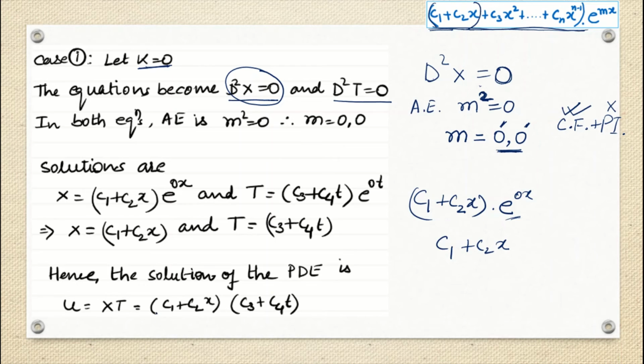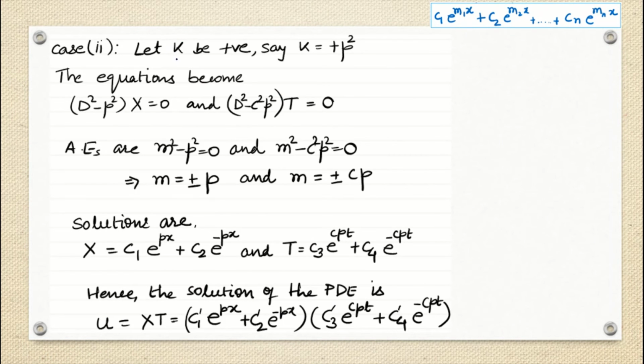So here u is nothing but X into T, where X we have got as c1 plus c2 x. Similarly, for our D squared t equals 0, the same thing. Here also we are going to get m as 0, 0, in the same fashion. And we get two constants; c1, c2 we have already used, so we are just using other names, c3 and c4. So this is c3 plus c4 t. So u in this case, when k is 0, is the product of X and T, which is (c1 plus c2 x) into (c3 plus c4 t). Now we are going to see the second case.